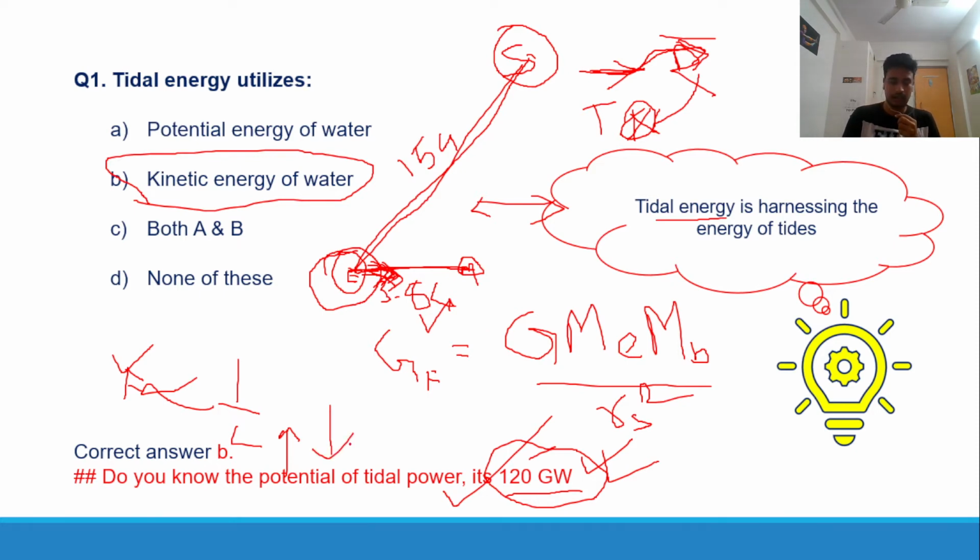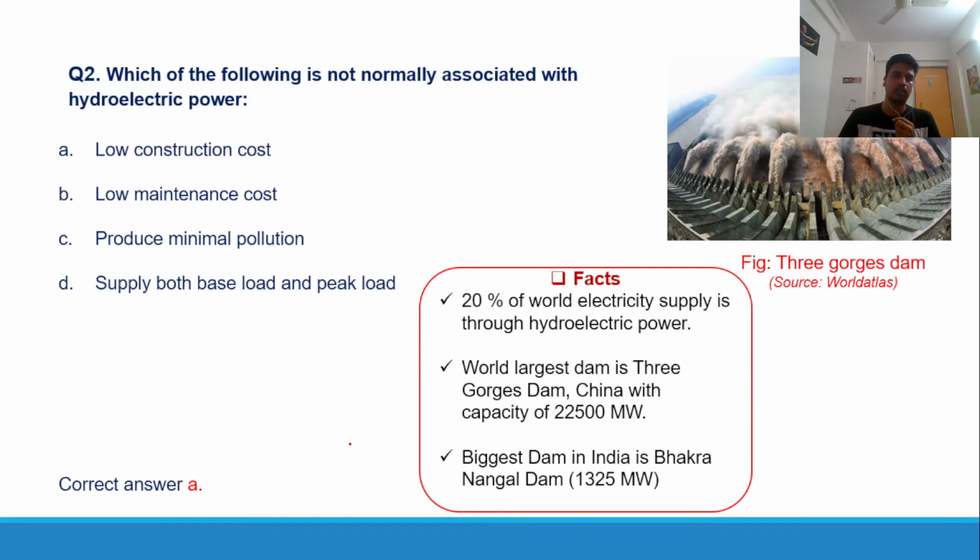Okay, now we move to the next question. So the next question is very interesting. Which of the following is not normally associated with hydroelectric power? The concept here is hydroelectric power. Hydro is a word for water. Electric is electricity. So if we convert water power to electricity, that is hydroelectric power. Okay. So what is not normally associated with hydroelectric power?